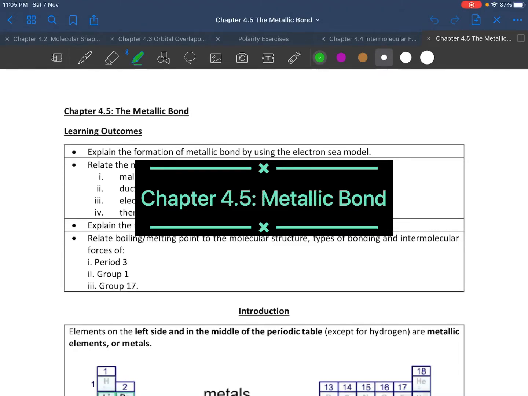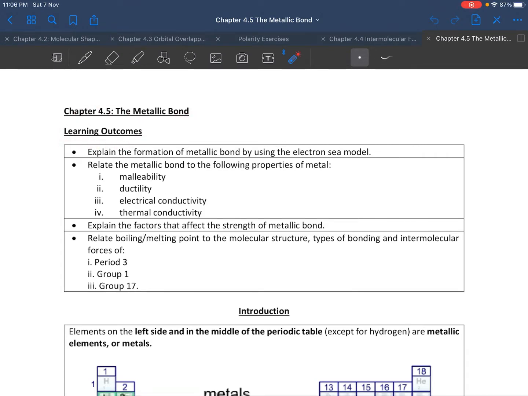Hello everyone, so let us continue with chapter 4.5, the metallic bond. Okay, so our learning outcomes are, you should be able to explain the formation of metallic bond by using Electron Sea Model. After that, you need to be able to relate metallic bonding to the following properties of metal such as malleability, ductility, electrical conductivity and thermal conductivity.